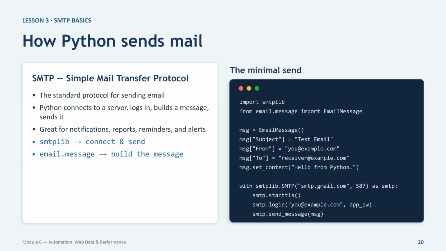Sending email via SMTP involves connecting to a server, logging in, and transmitting a message. The smtplib module handles the connection and the actual sending, while the email message module helps you structure the content correctly. With a standard subject, sender, and recipient format, you can reliably deliver automated messages.